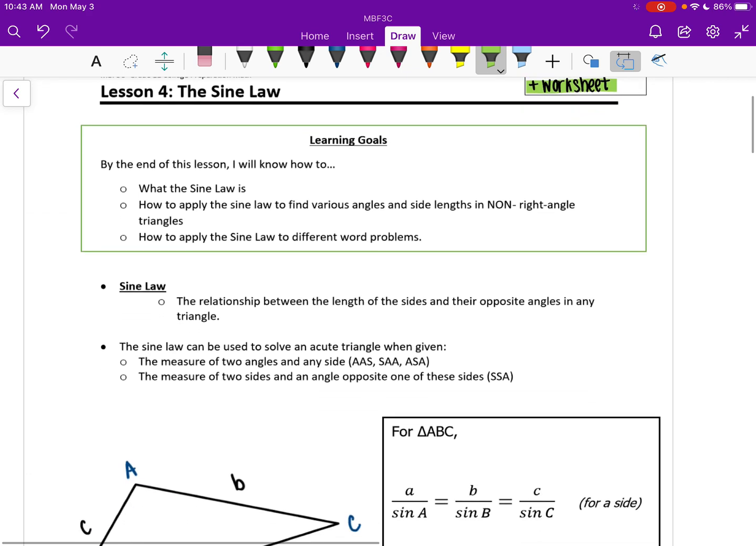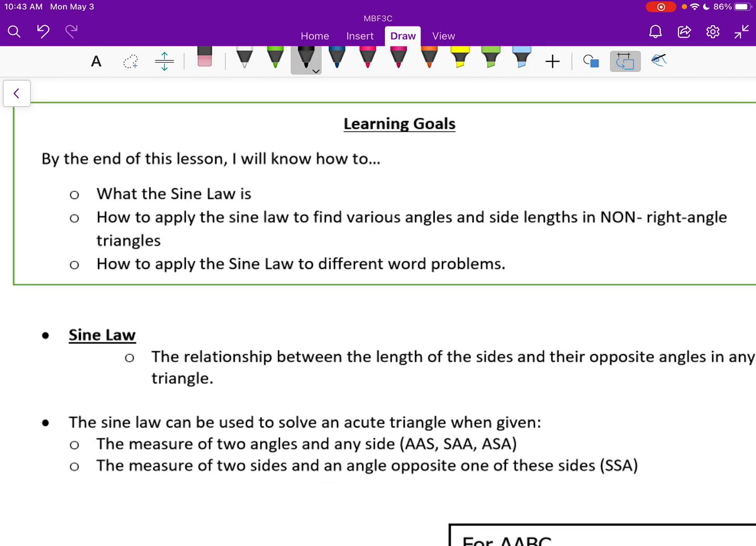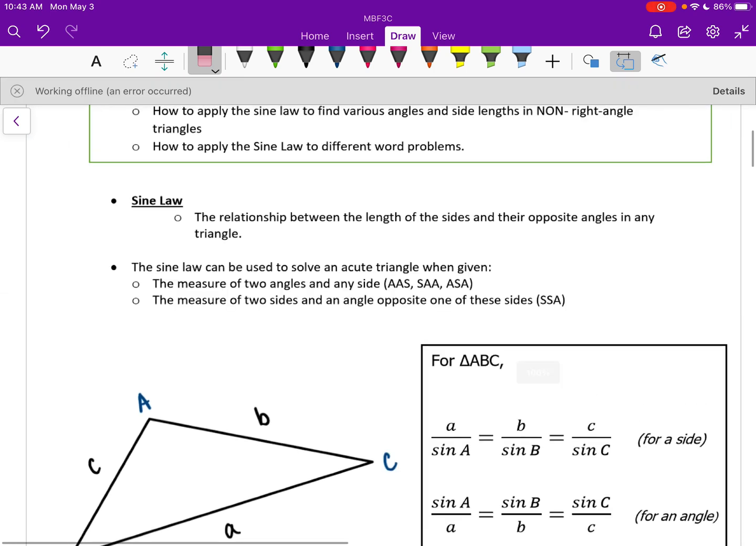So the sine law. By the end of this lesson, the learning goals are that you will know what the sine law is, so you'll know the equation for it, when we use it, etc., and how to apply the sine law to various angles and side lengths of non-right angle triangles. In a right angle triangle, you don't use sine law. That's when you use the trig ratios that we've been learning so far. When we have non-right angle triangles, we can use the sine law. And then how to apply the sine law to different word problems. Okay, so that's our goal.